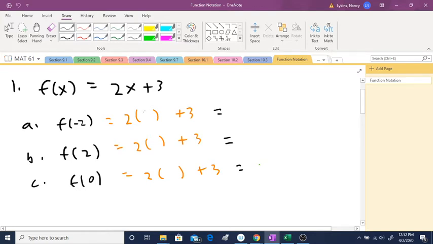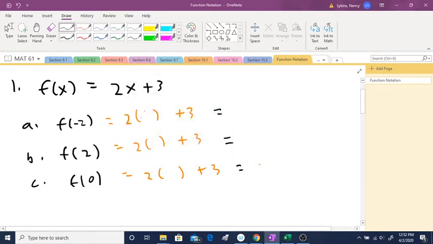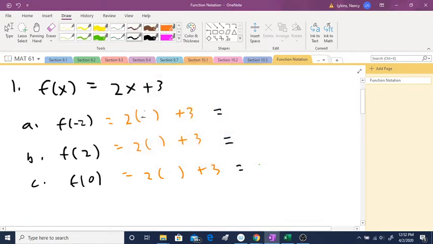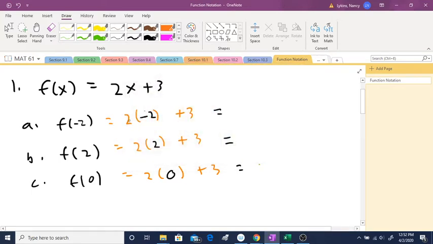So that means in all of these, all I have to do is put in -2, 2, and 0, and then go ahead and finish out the problem. So now look at the first one. 2 times -2, that's -4. I'm still going to add my 3. My part B is 2 times 2, which is 4, plus 3. And finally, I like using 0 because 2 times 0 is 0, plus 3.